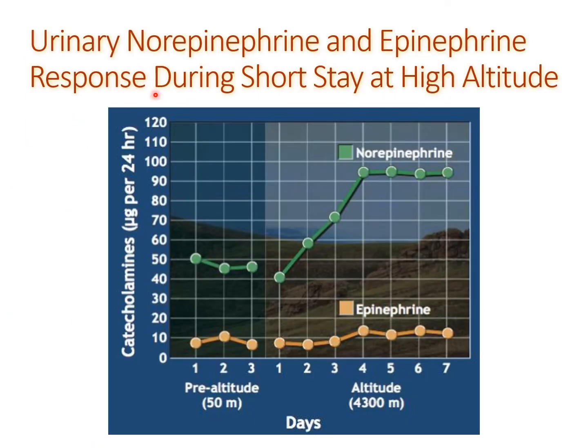So here are the urinary norepinephrine and epinephrine responses during a short stay at high altitude. You don't necessarily see these changes in the catecholamine epinephrine, but once you get to altitude, the norepinephrine levels increase significantly. So we talked about how that sympathetic adrenal response increases with exposure to altitude.